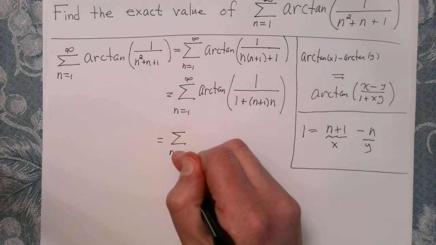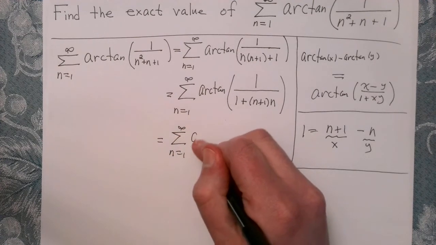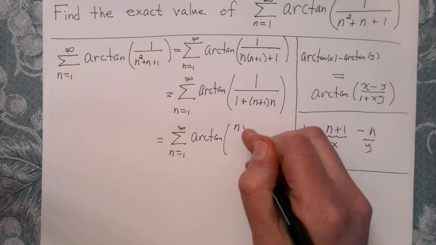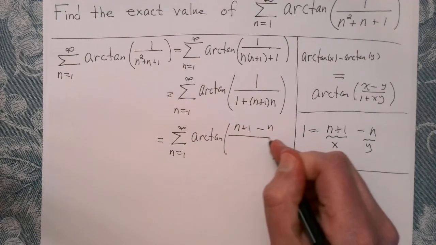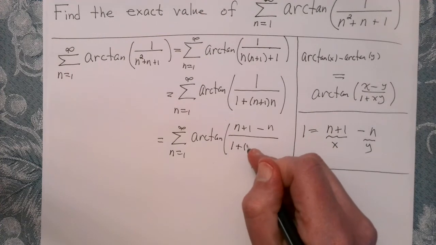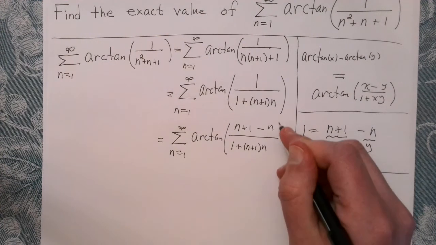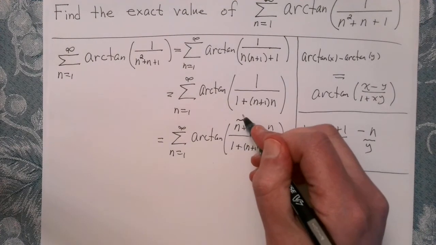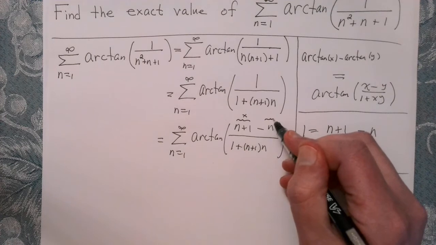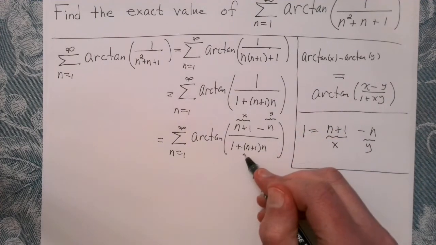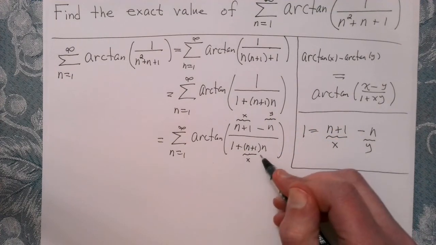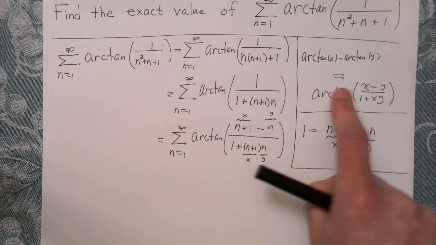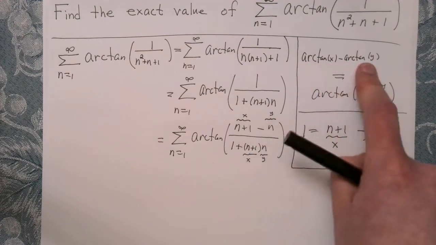Okay, so let's rewrite this. We've got the series from n equals 1 to infinity of the arctangent of, it looks like n plus 1 minus 1 over 1 plus n plus 1 times n. Okay, and just note, this is x, this is y, there's x, there's y. Okay, so now we can rewrite this. So we have this, and we can rewrite it exactly like this.